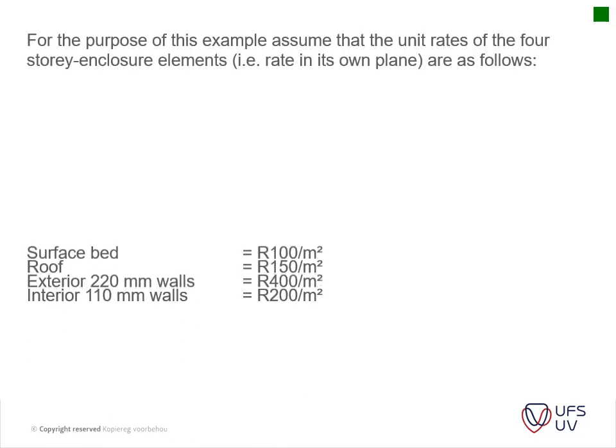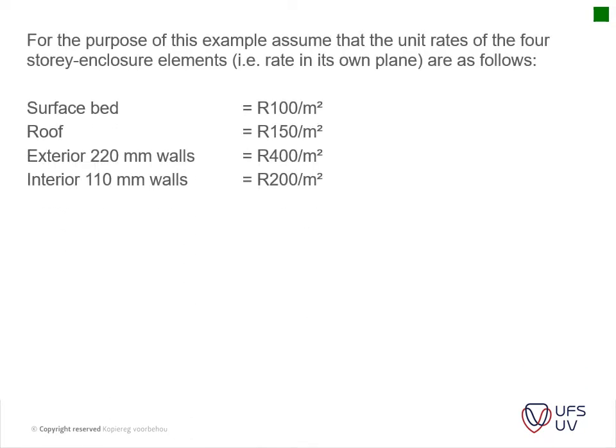The quantity of each story enclosure element that varies from building to building is thus taken into account in the estimate. Okay, so for the purpose of this example, assume that the unit rates of the four story enclosure elements, i.e. the rates in its own plane, are as follows. This is the historical data of the building. We've got the surface bed, which is 100 Rand per square meter. We've got the roof area, which is 150 Rand per square meter, and the exterior walls, which is 400 Rand per square meter. And then we've got the interior walls, which is 200 Rand per square meter.